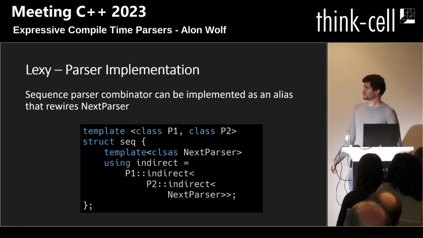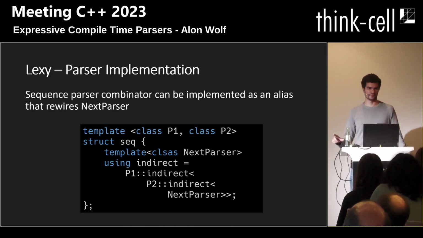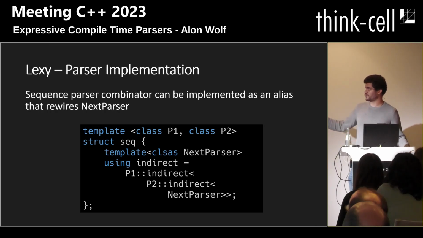So let's see how a sequence parser combinator is implemented in Lexi. What is a sequence parser combinator? It takes two parsers, P1 and P2, and creates a new parser where P1 must be followed by P2. In Lexi, a sequence parser is easily implemented by defining an alias that rewires the next parser template parameter. So during parsing, P1 will invoke P2, which will then invoke the next parser.